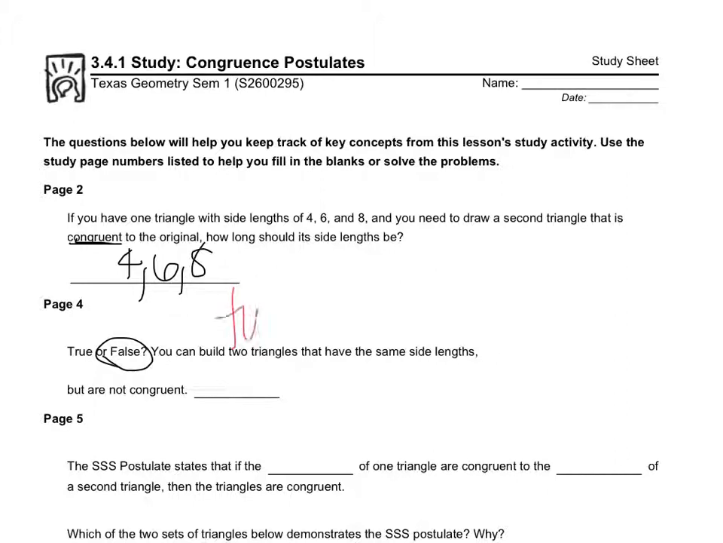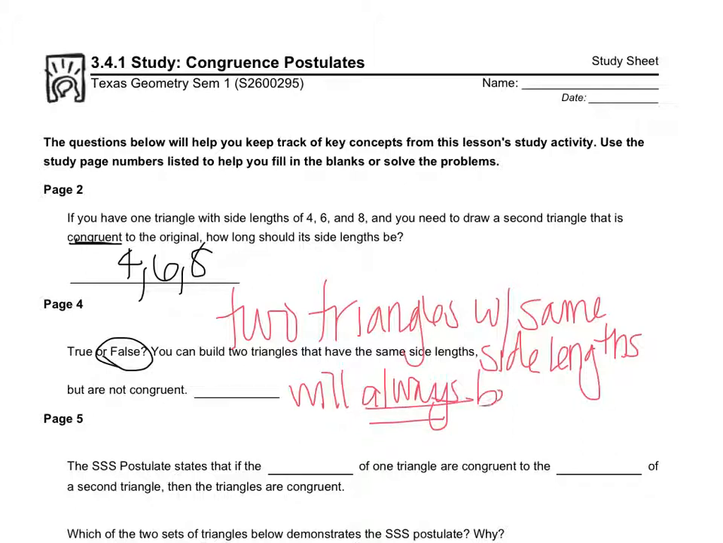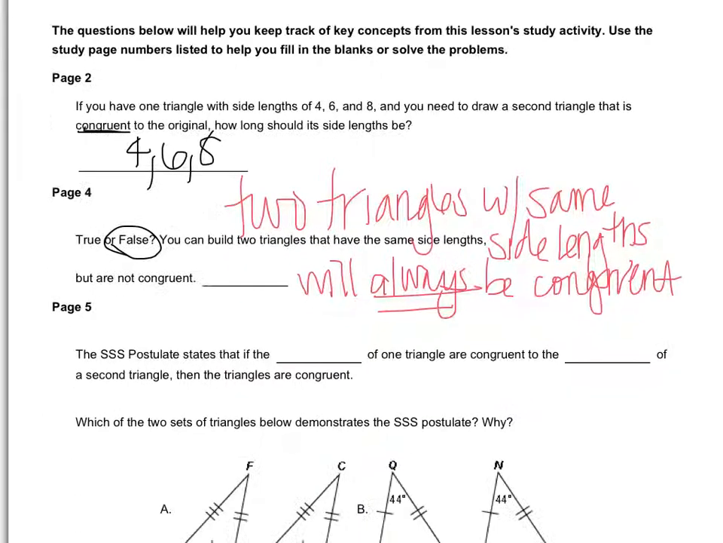So two triangles with the same side lengths will always be congruent. They will always be congruent.